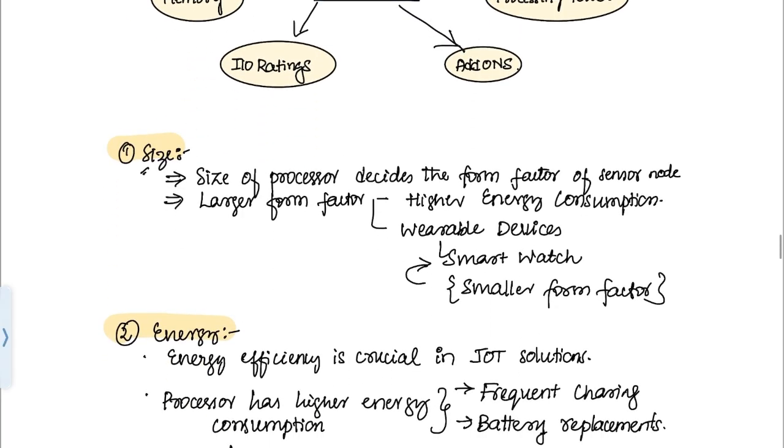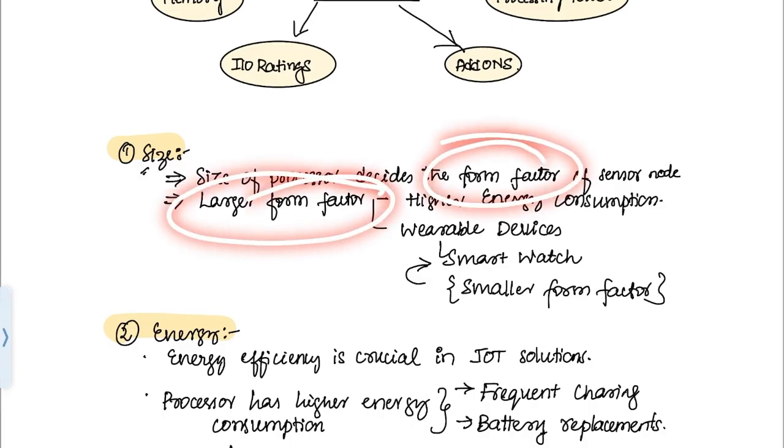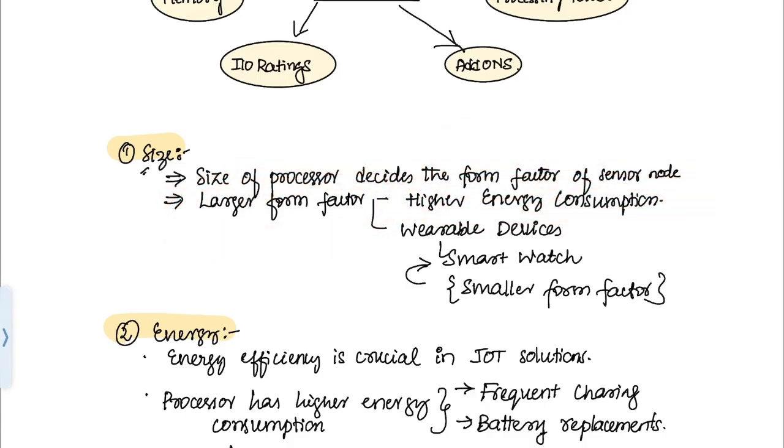So the first one we have here is size. That is, the size of the processor influences or decides the form factor. So size is directly dependent on the form factor. Form factor means larger the form factor, higher would be the energy consumption. So depending on the devices, the size of the processor is varying.